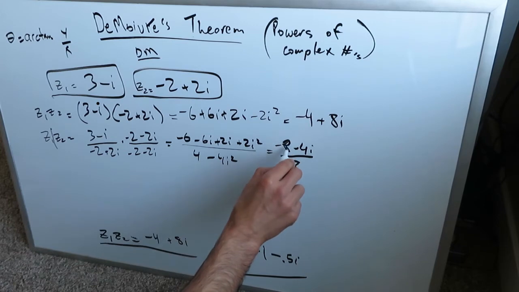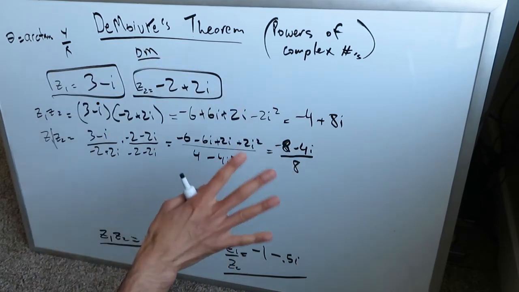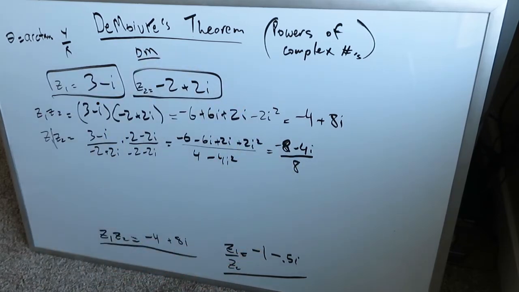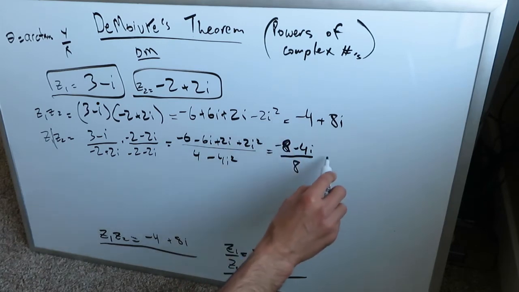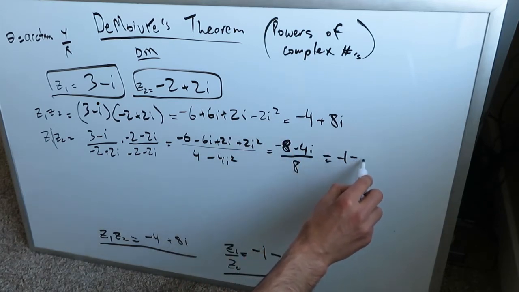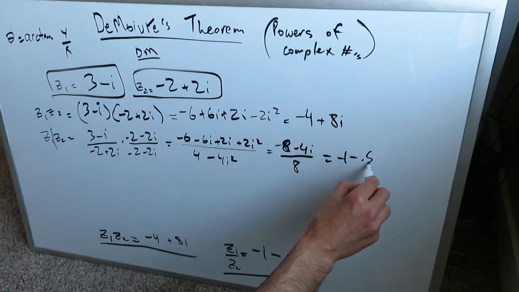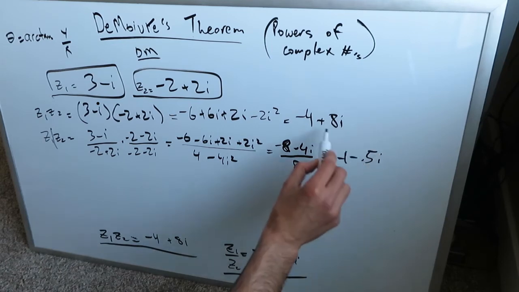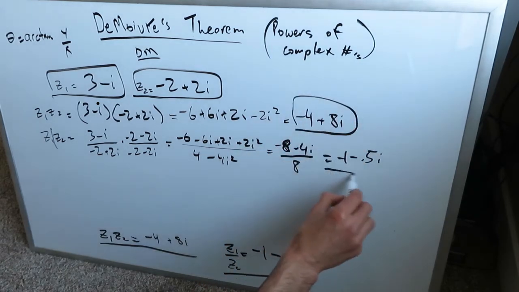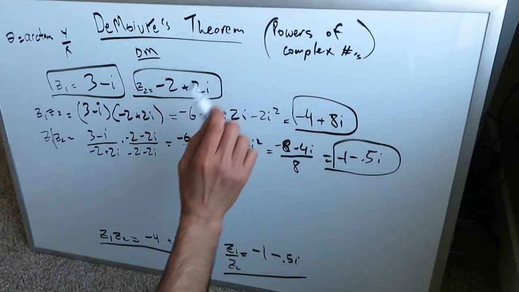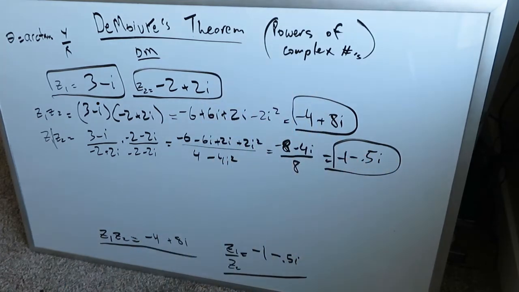Remember, you can always take this entire still over here, view it slowly and see what's actually going on. All you have to do is simplify over here. You'll get minus 1 minus 1 over 2i, which is the same thing as minus 1 minus 0.5i. We have this answer representing the product of the complex numbers, and this answer representing the quotient of the complex numbers. Look, exactly the same.